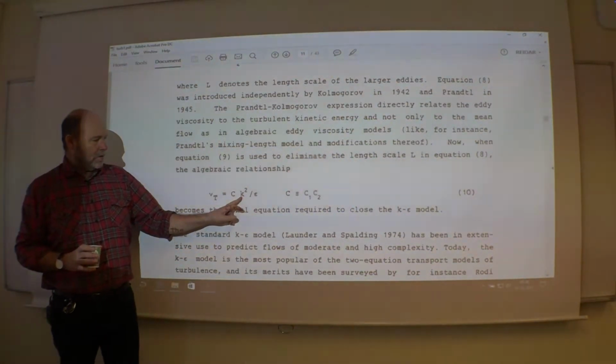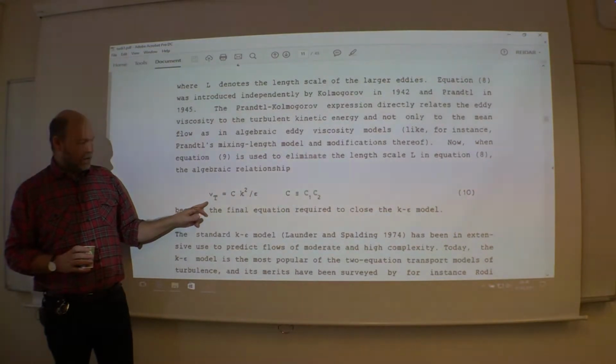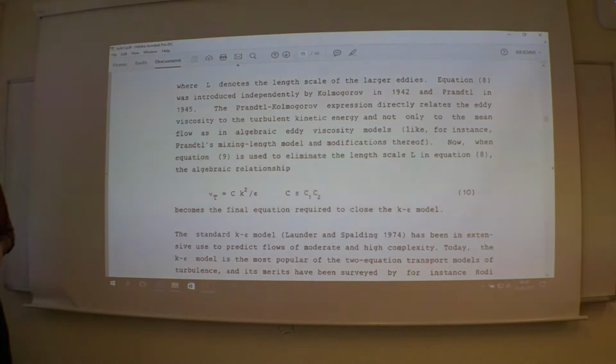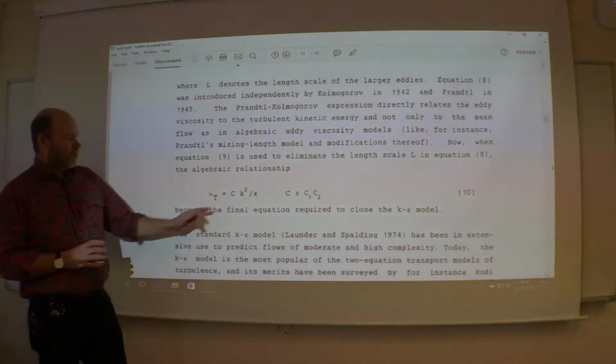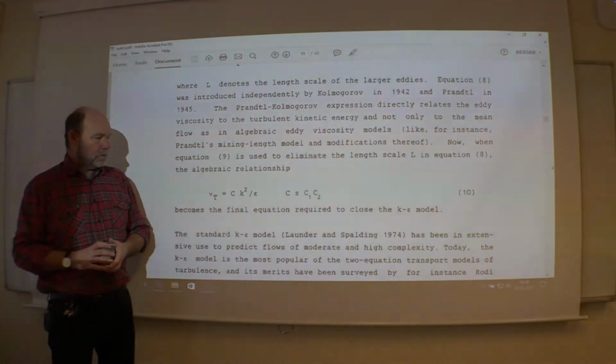So you find K, you find epsilon, and then you can calculate the eddy viscosity, which is the quantity that enters into the Navier-Stokes. So that's the final equation needed. Two transport equations, one for K, one for epsilon, and this algebraic equation. That's all you need.